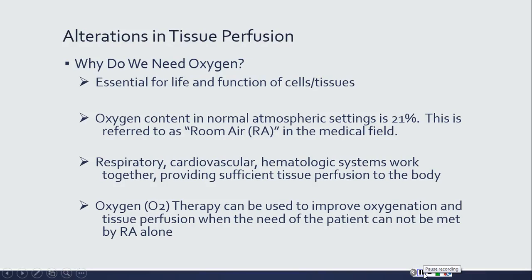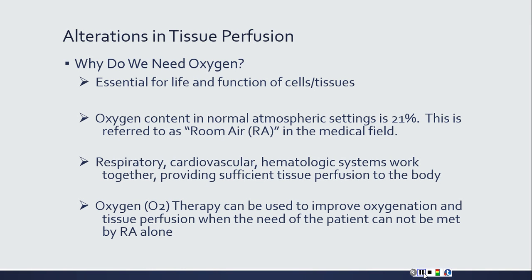Alright, so we're going to go ahead and get started. Last week we left off with alterations of tissue perfusion. We did the A&P stuff, probably a little more in depth than what we necessarily needed to, but now we're going to move into the alterations. So you've learned the normal, now you're going to see some of the abnormal things that we would look for.